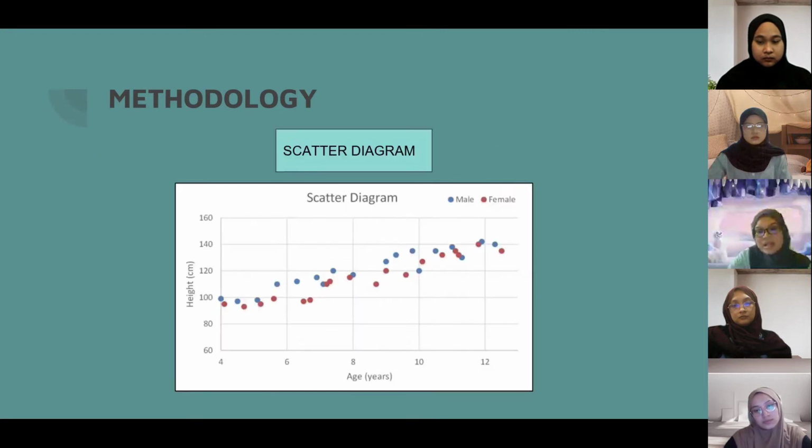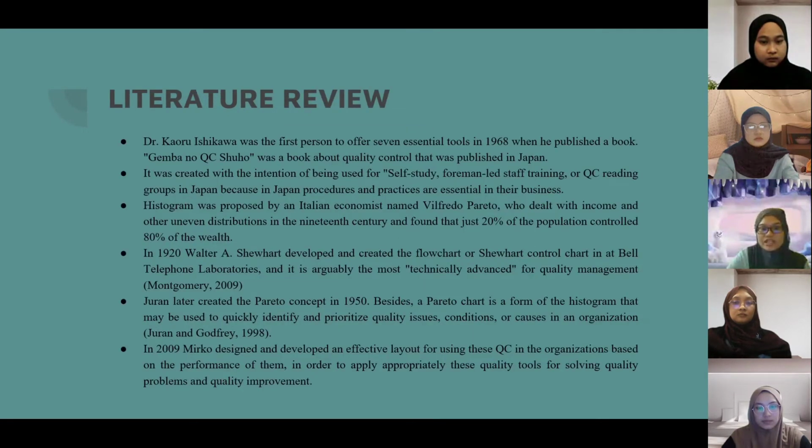And lastly, the last tool is the scatter diagram, which is used to compare the values of two or more variables. It is one of the most basic tools in science and engineering for understanding the relationship between variables. A scatter diagram typically has two axes, one horizontal and one vertical, each representing a different variable. So next, we move to the literature review.